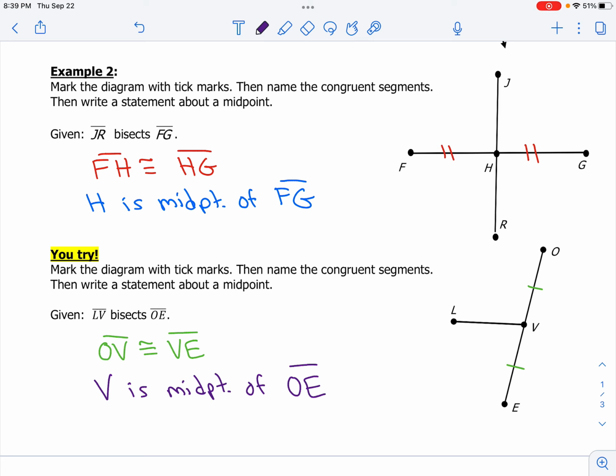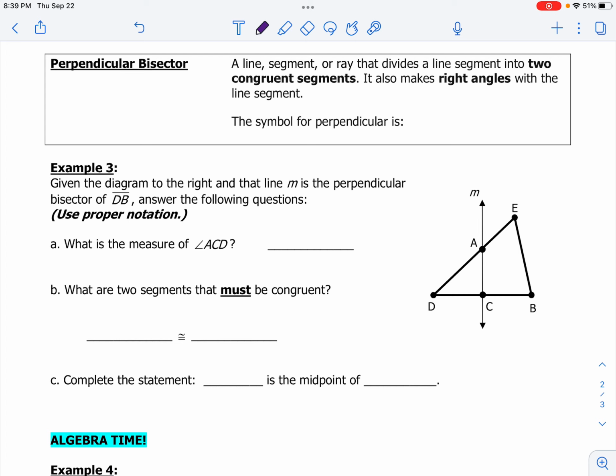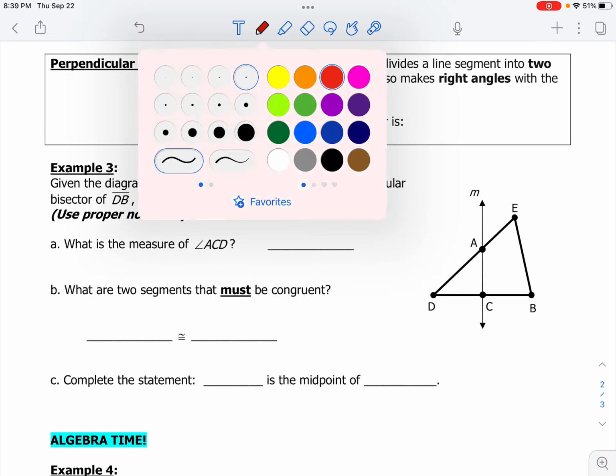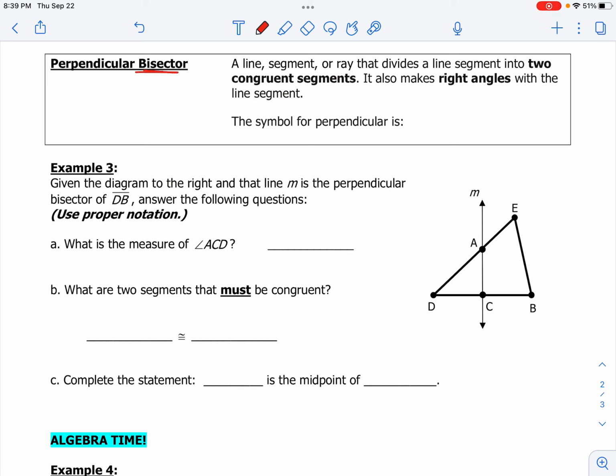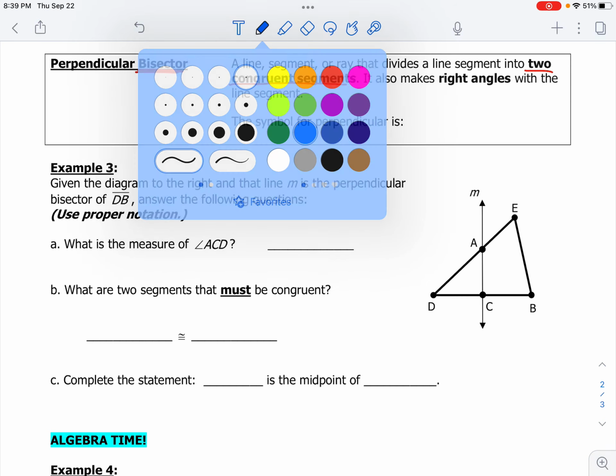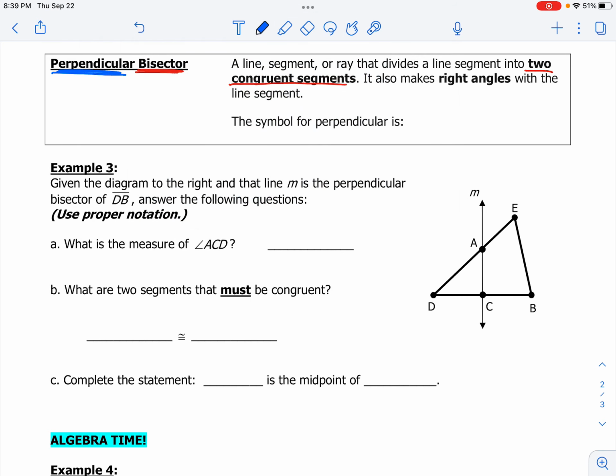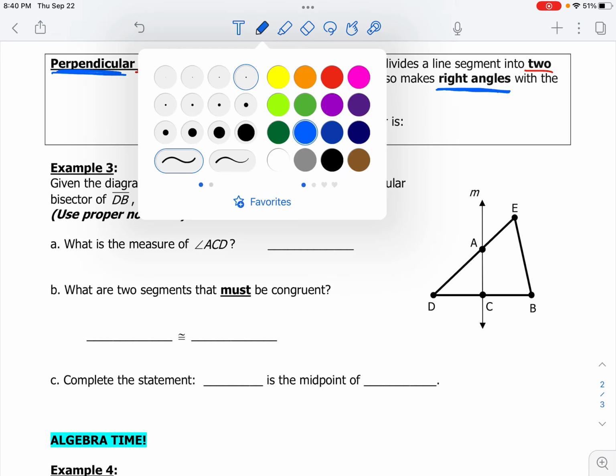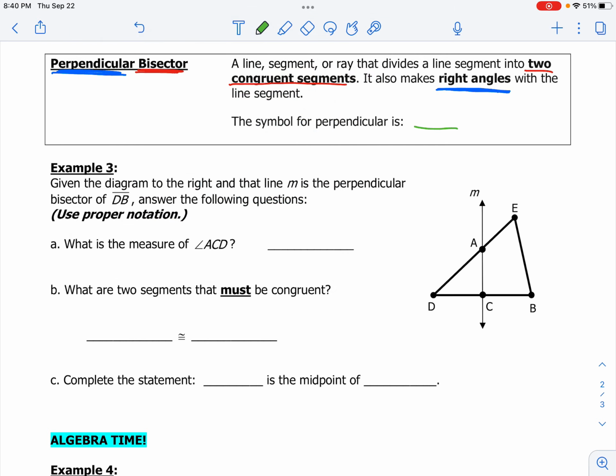Now we're going to add a new word, and that word is perpendicular. That's one of the biggest words we ever get in this class. So let's focus on two parts. We already know the word bisector. That's going to give us the two congruent segments. The perpendicular part forms right angles. And we have a symbol that we use for perpendicular. Maybe you've seen it. It's an upside down T.